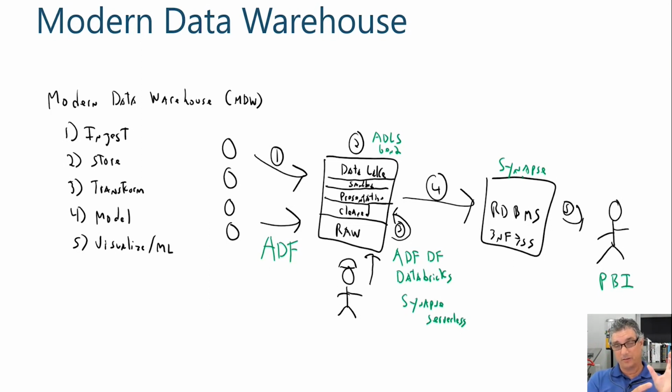So I may copy the data into a relational database. In the Azure world, that could be Synapse. I can have that in third normal form. I can copy it into a star schema. And that basically is just a way to make it easier to query the data, because you don't have to join it when it's in the star schema. All those relationships are already defined for the end user.